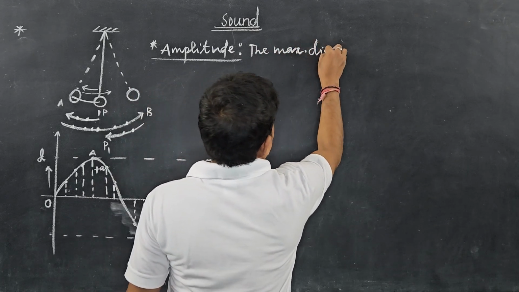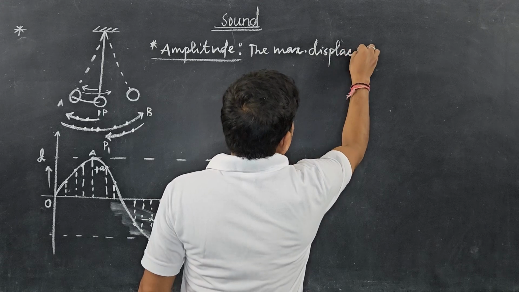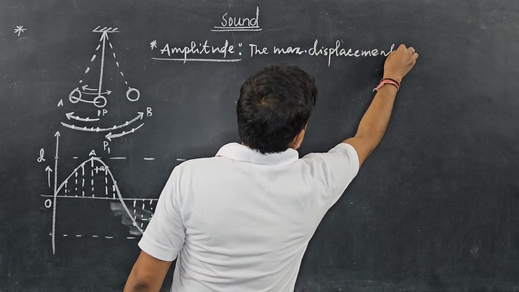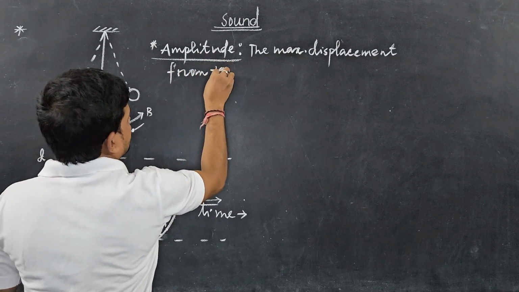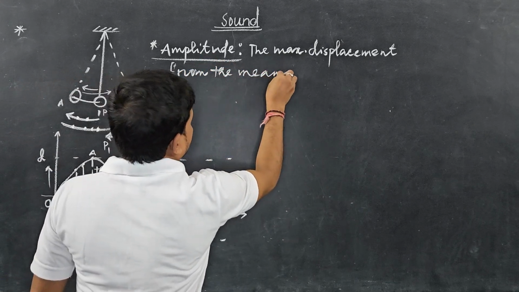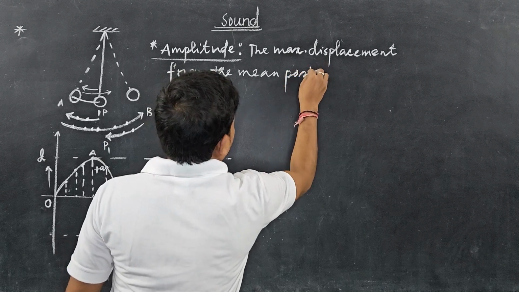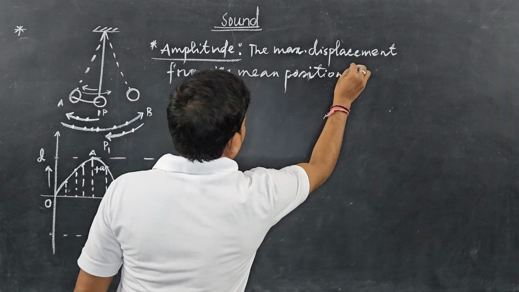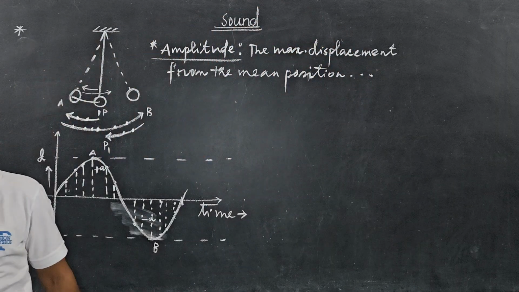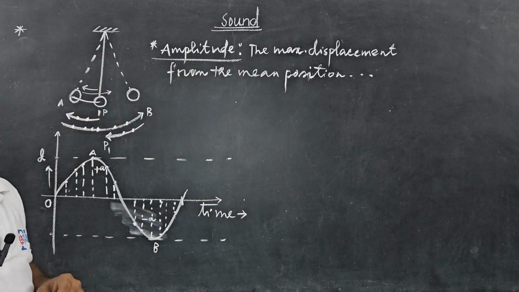The maximum displacement from the mean position of a vibrating body, or the position of rest, is called its amplitude.